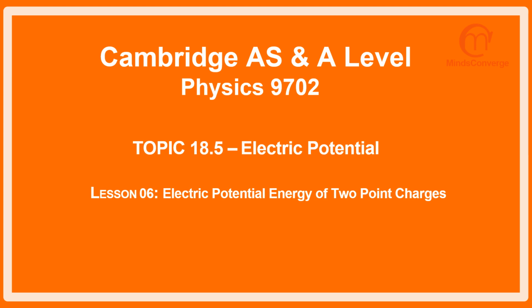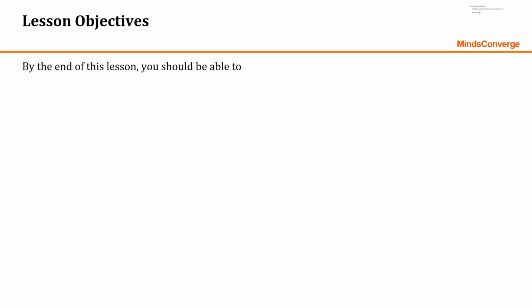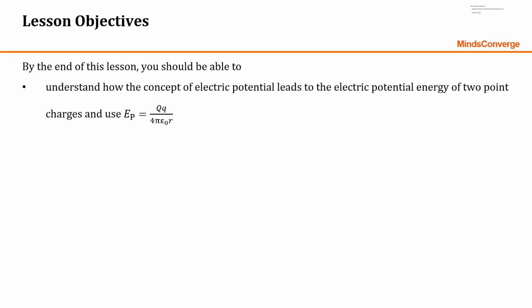Welcome. This lesson is on electric potential due to point charges, which is a subtopic of electric potential and electric potential energy in Unit 18 Electric Fields. By the end of this lesson, you should be able to understand how the concept of electric potential leads to the electric potential energy of two-point charges, and use the equation EP equal to QQ over 4 pi epsilon 0 r.